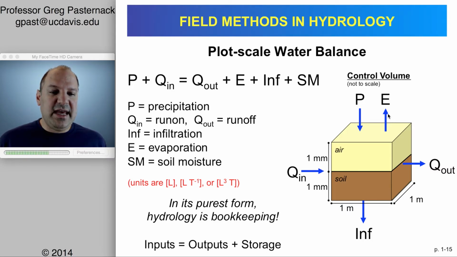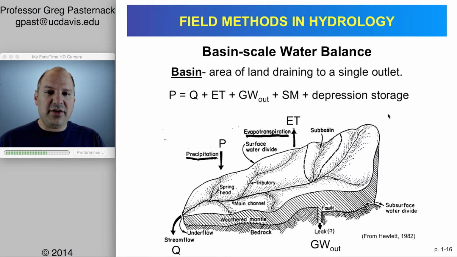The last thing I want to say, if you really want to get nitpicky, there could be some water vapor in the air, and I haven't included that here, but theoretically it could be there. So overall, just looking at this simple plot, hydrologic budget means to characterize the ins and outs at the scale of interest that you're looking at. So let's move to another scale.